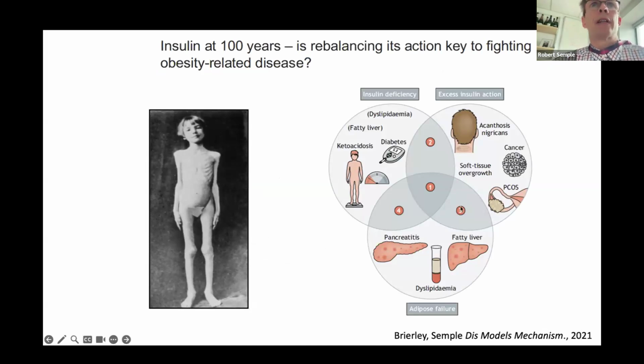And a lot of the stuff we see in severe insulin resistance, some of it does resemble insulin deficiency once the beta cells decompensate. But a lot of the other stuff actually features excess insulin action. So this is soft tissue overgrowth, cancer, enlargement of the ovaries. These are not features of loss of insulin action. These are features of having too much insulin acting on intact growth pathways.